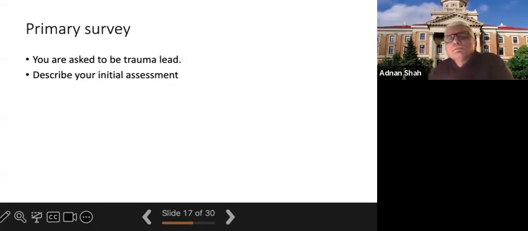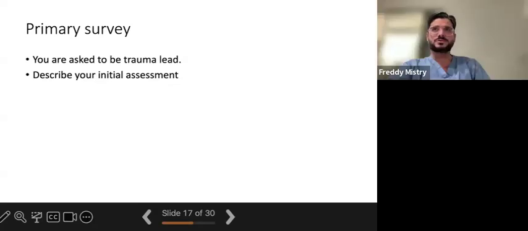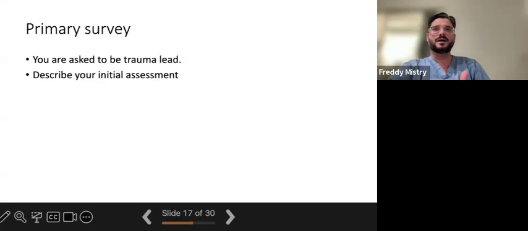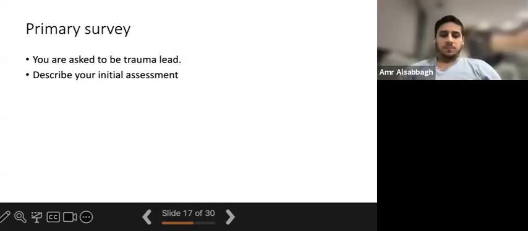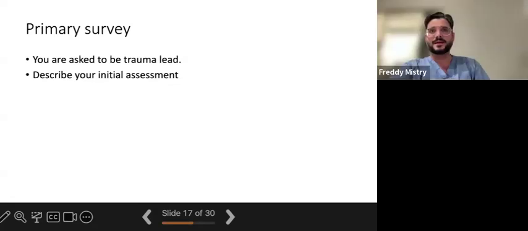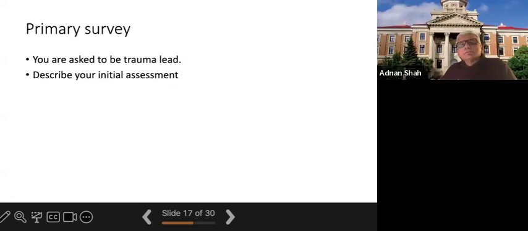Define shock. So in my opinion, shock is decreased perfusion of the end organs, the organs not getting enough blood supply and the oxygen which is needed. Okay, what are the four main types of shock? So we have hemorrhagic shock, distributive shock, cardiogenic shock, and septic shock. Yeah, obstructive. Obstructive, yeah.